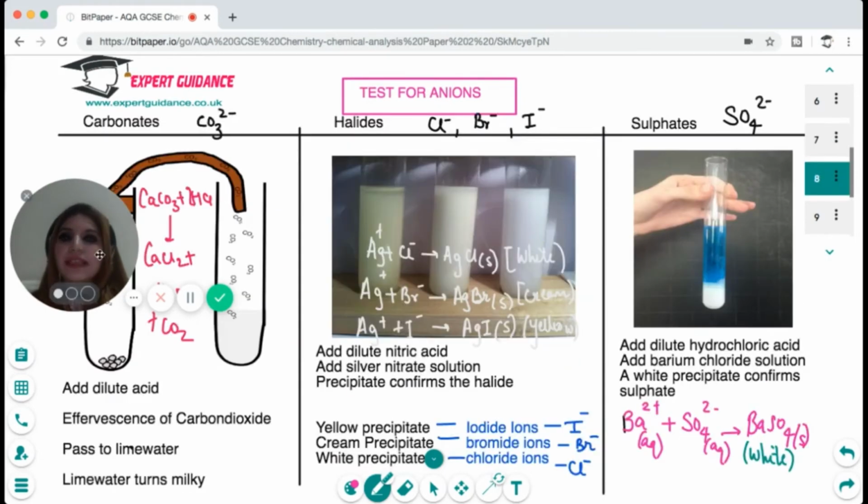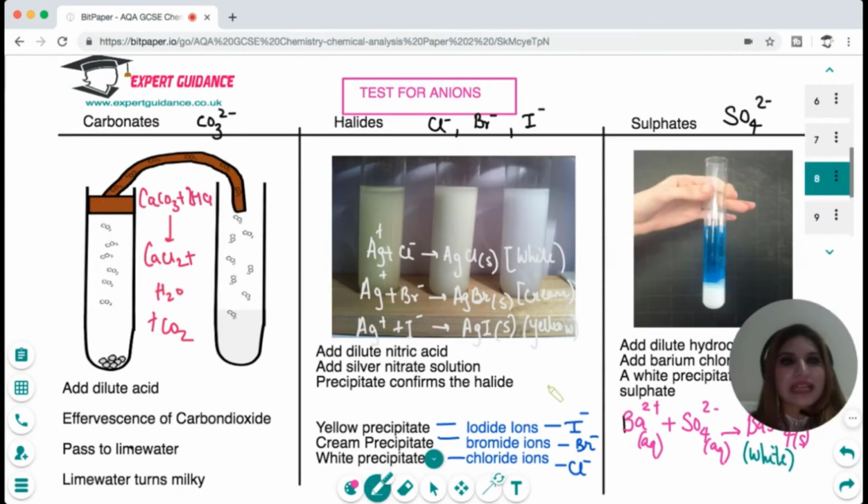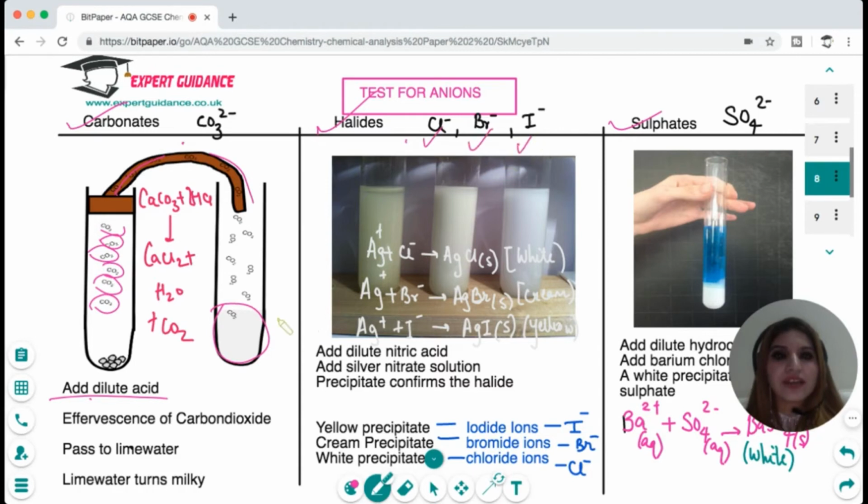Now, after the metal ions, you should also know what are the non-metal ions or the anions present in your salt. Now, anions could be carbonates, halides, and sulfate. For carbonate, what we do is we add dilute acid and we see the effervescence, and that effervescence is for carbon dioxide. Now, to confirm that it is carbon dioxide, we pass it through lime water and the lime water should turn milky.